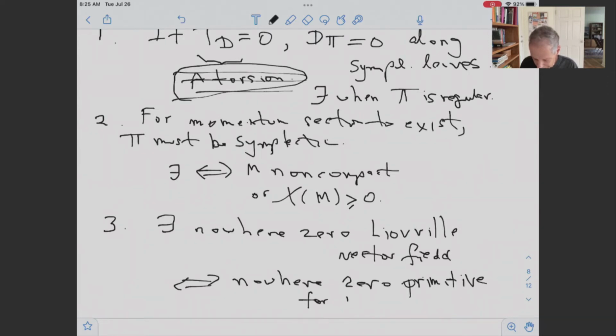For omega, which is the symplectic structure that corresponds to pi. So that led to an interesting question of symplectic topology, which is when does a symplectic structure have a nowhere zero primitive? It turned out that the condition is simply that it have a primitive. In other words, that the manifold be an exact symplectic manifold. In particular, that of course requires that it be compact.